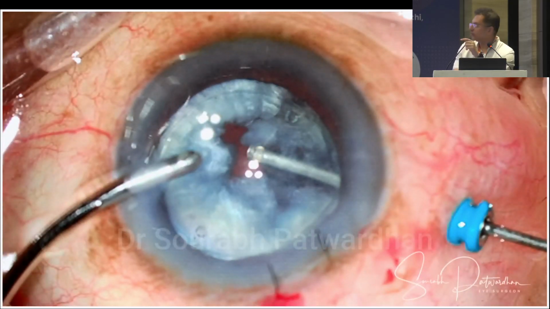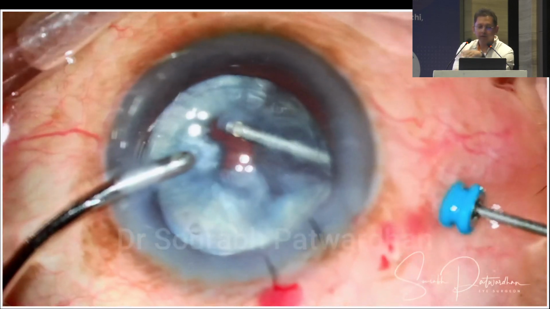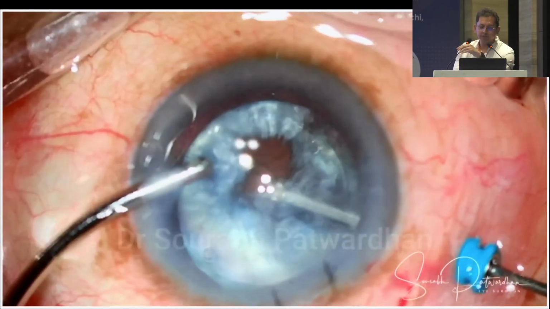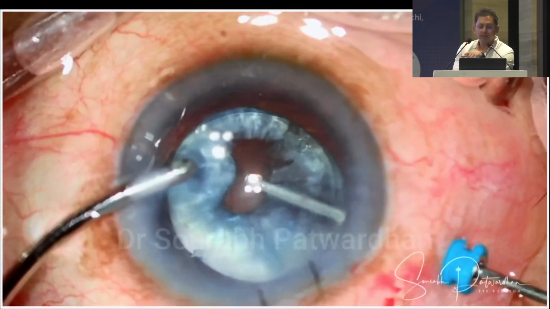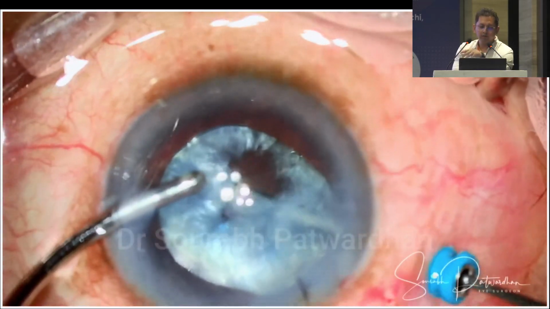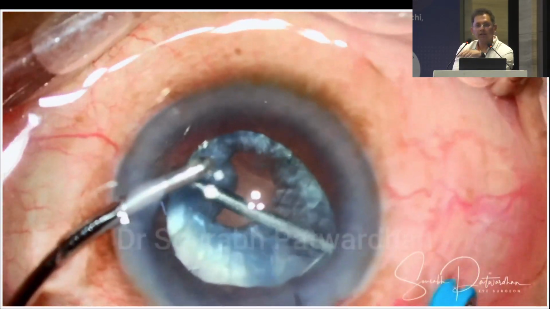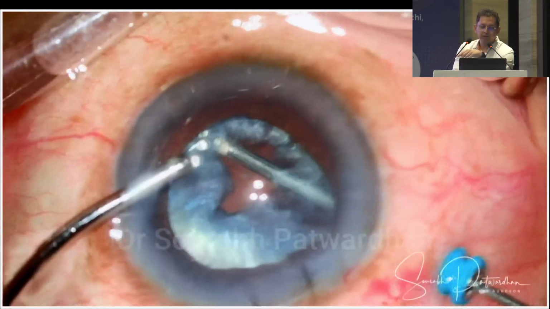So here also it's a good idea to go from the pars plana route, because I don't want to nudge around the IOL much. If the IOL is well stable in the sulcus, I don't want to rotate and change its position. I can go from the pars plana route, remove whatever vitreous is there, and through the same route I can aspirate out the cortex which is in the bag with much ease.